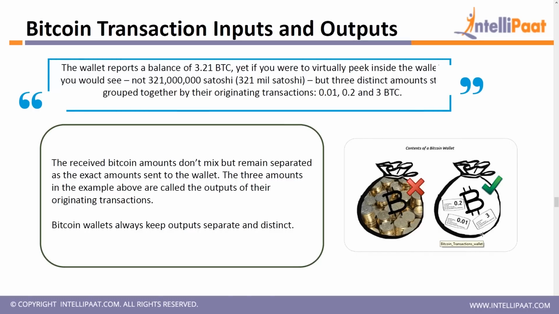So by this, we can conclude that each amount added to the wallet is kept separately. The received bitcoins don't mix but remain separate as the exact amount sent to the wallet. The three amounts in the example above are called the outputs of their originating transactions, and Bitcoin wallets always keep outputs separate and distinct. This should be clear by now. We should not be summing up the amount of currency or Bitcoin received.